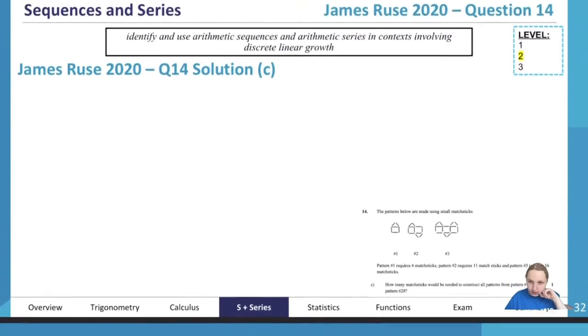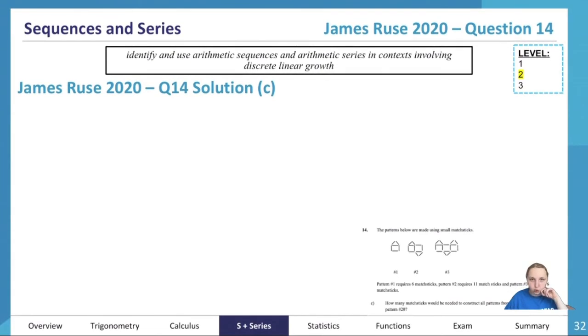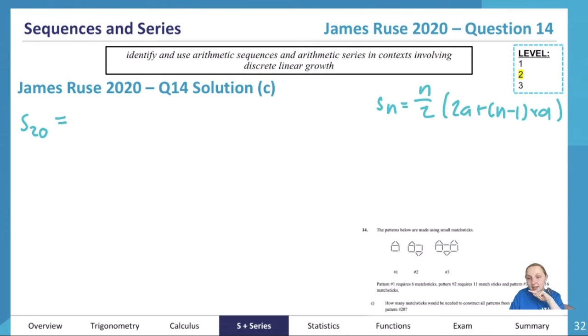Cool. Then we're looking at part C. So we're thinking about how many matchsticks would be needed to construct all patterns from pattern 1 to pattern 20. Here, hopefully you recognize that we're trying to find the sum of the first 20 terms in our pattern. So we can use the formula Sn equals n on 2 times (2a plus (n minus 1) times d). That's on the formula sheet. Don't have to remember it, just have to recognize and understand how to use it. So we're going to use it here because we're trying to find the total number of matchsticks between 1 and 20.